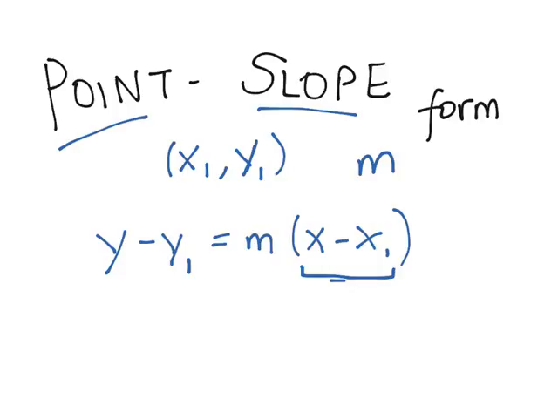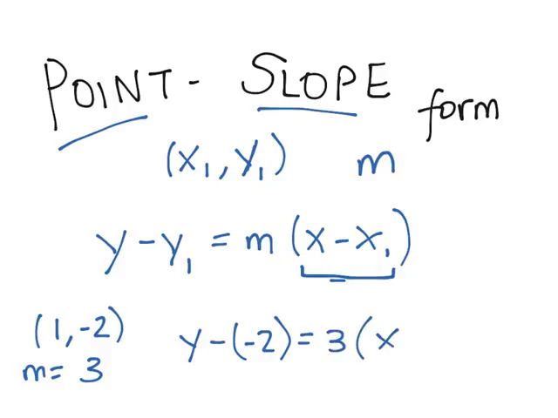Be careful about that. So if our point on the line was 1, negative 2, and our slope was 3, our equation would be y minus minus 2 is equal to 3 times x minus 1, or y plus 2 is equal to 3 times x minus 1. And we can use any point on the line for this, and it would still get the same valid equation. Okay, let's try some problems.